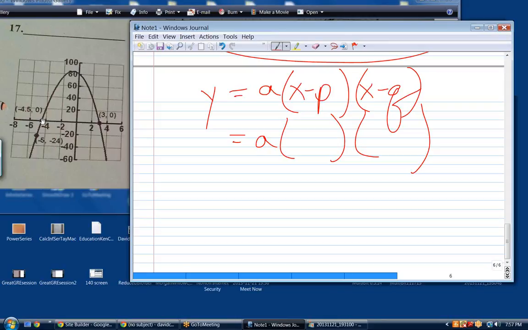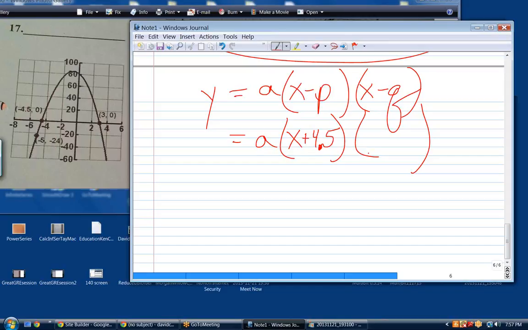So one intercept is minus 4.5. That turns into x plus 4.5. What's the other intercept? Notice they're both negative in the general format.